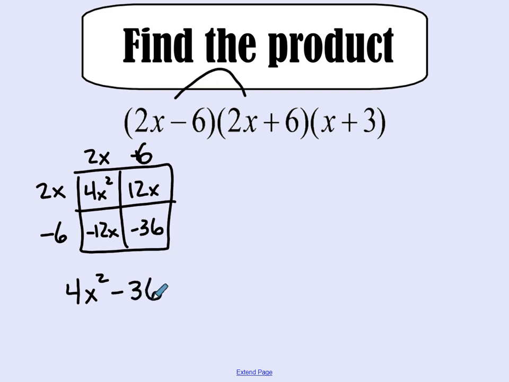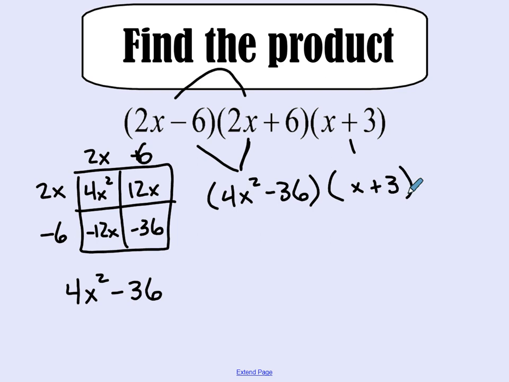So now I have 4x squared because I can simplify this down. So I have 4x squared minus 36, and I still have that multiplying the x plus 3. Okay, now I have to do that, and I'll be all done with the problem. So it's kind of a double problem, 2 in 1.